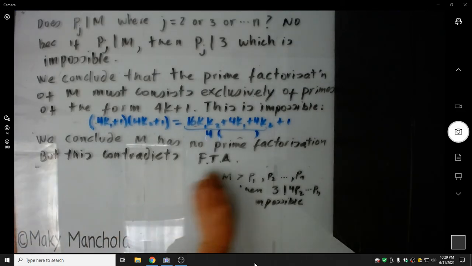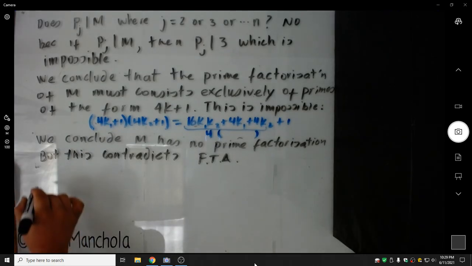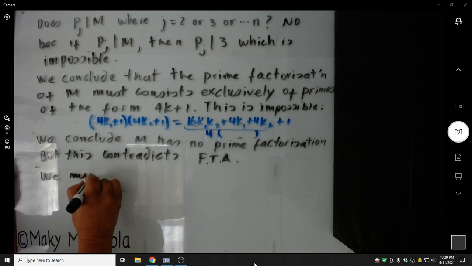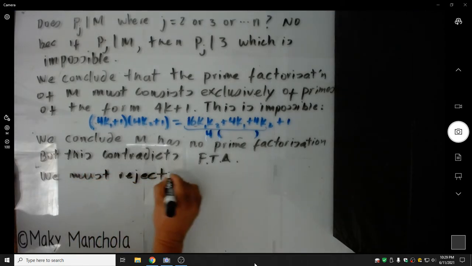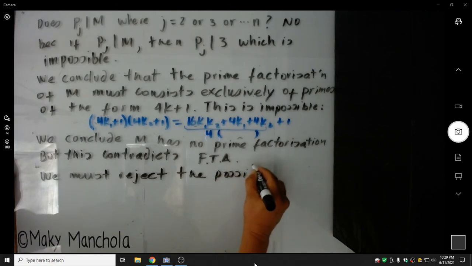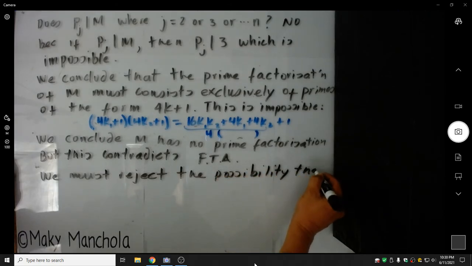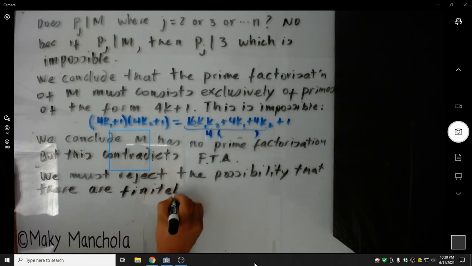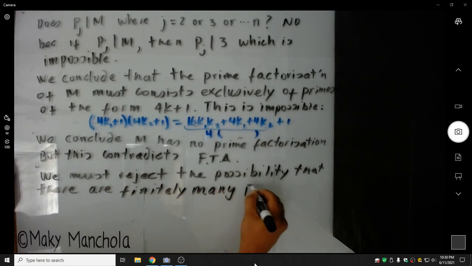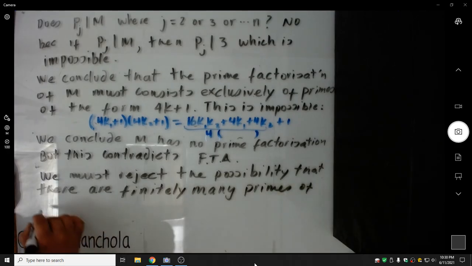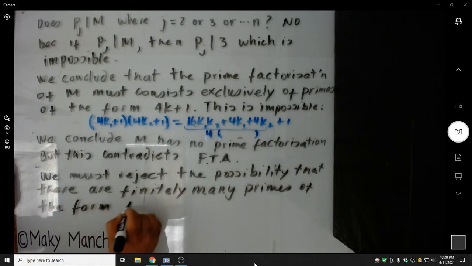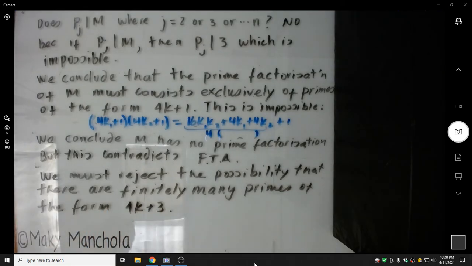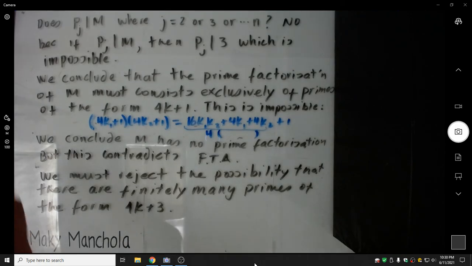So we must reject our assumption. So we must reject the possibility that there are finitely many primes of the form 4k plus 3. Therefore, there exist infinitely many such primes.